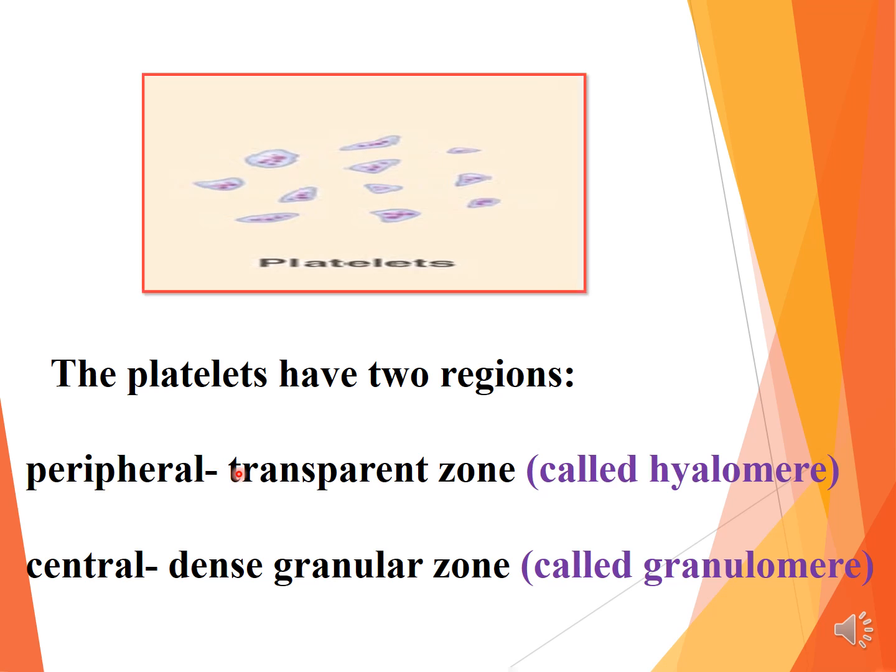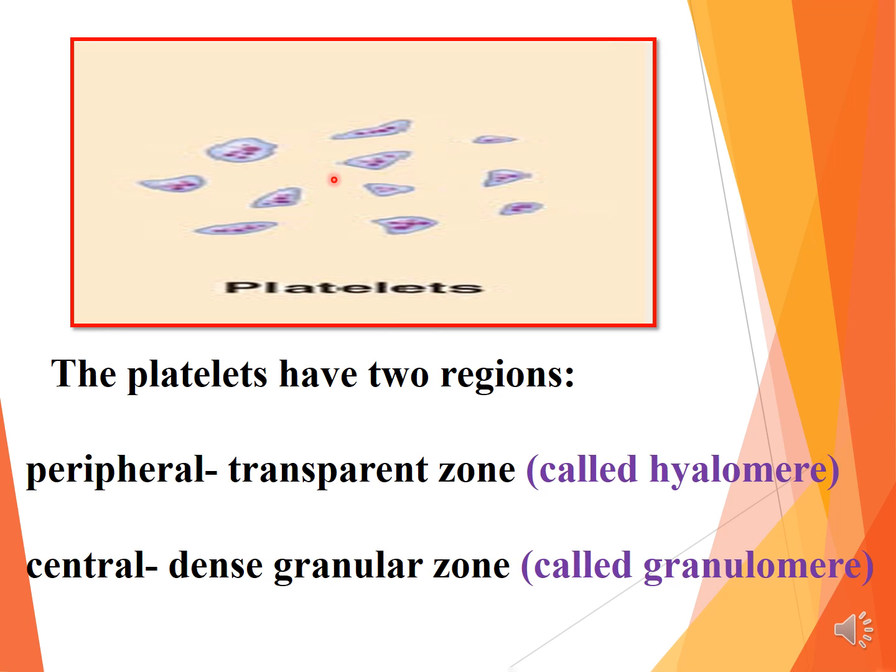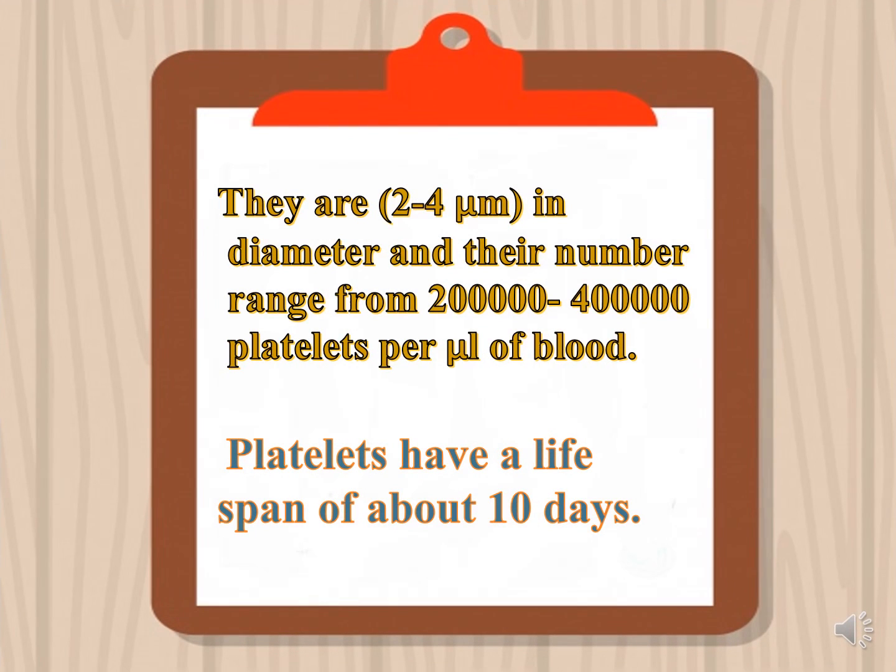The platelets have two regions. These are peripheral or transparent zones. هذه المنطقة الرائقة بالمحيط واللي نطلق عليها هايلومير، و central dense granular zone، منطقة بالسنتر داكنة محببة اللي نطلق عليها granulomer. The platelets have 2 to 4 micrometer in diameter and number range 200,000 to 400,000 platelets per microliter of blood. Platelets have short life, where lifespan of about 10 days.